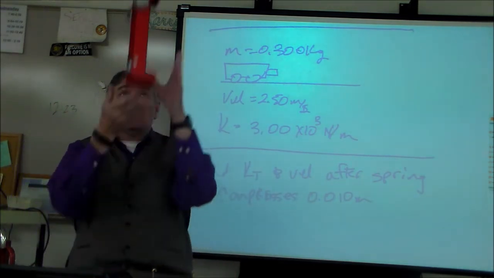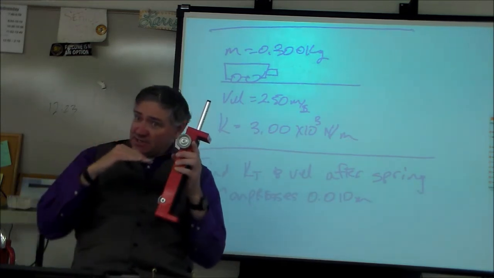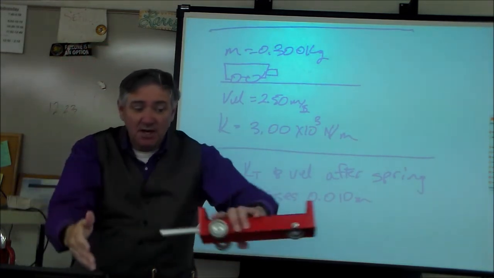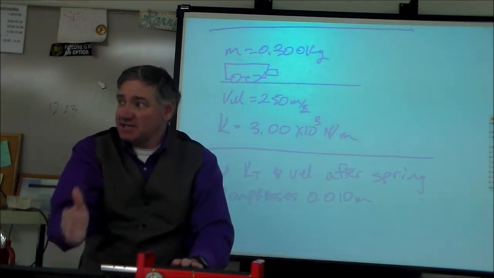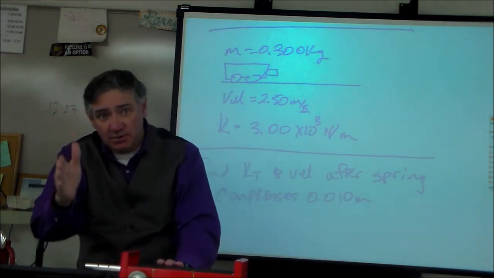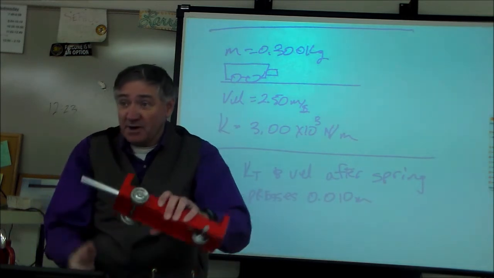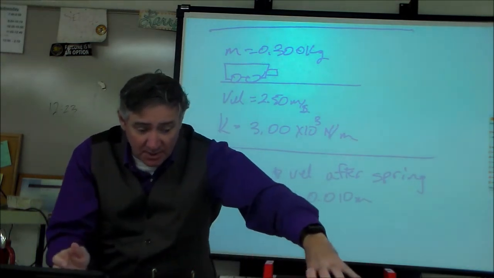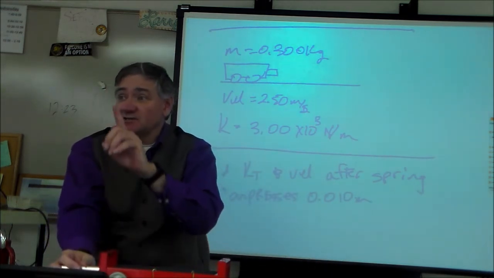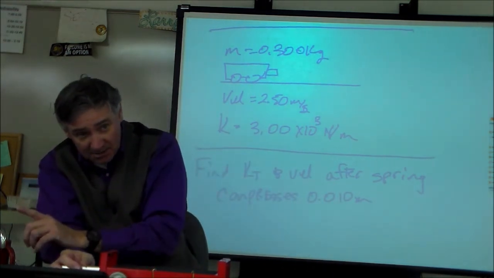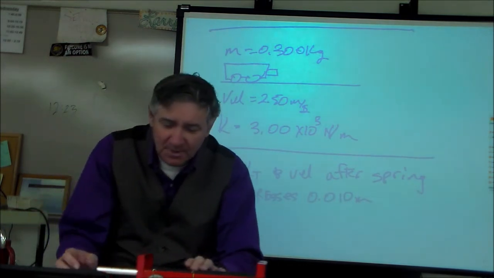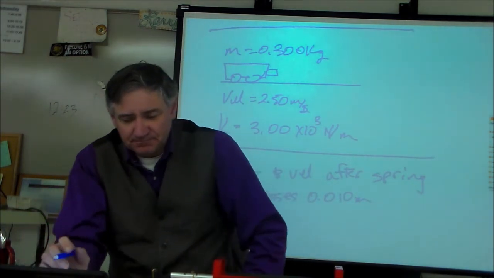So if I throw this thing up in the air, I transfer kinetic energy into potential energy. If I use a spring, I take kinetic energy and change it into spring potential energy, Us. If I roll it this way, I change the kinetic energy into Us. Got that? Okay.